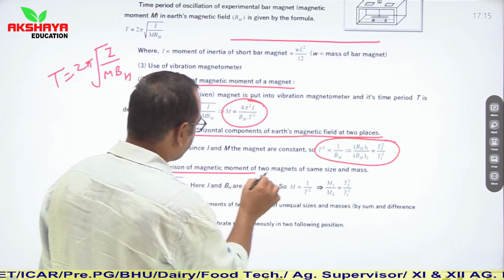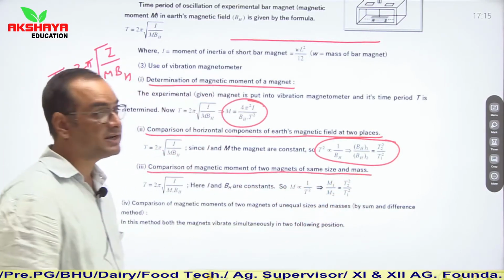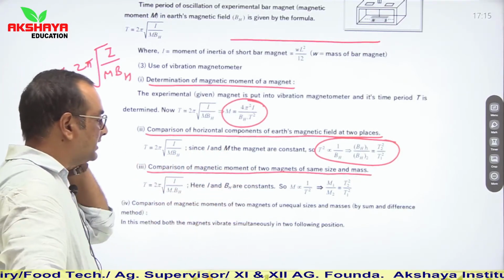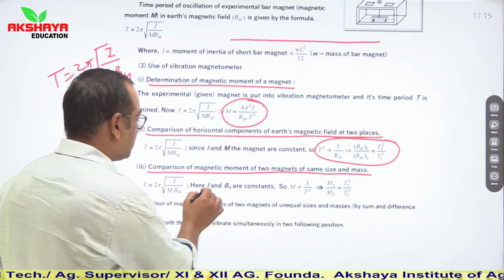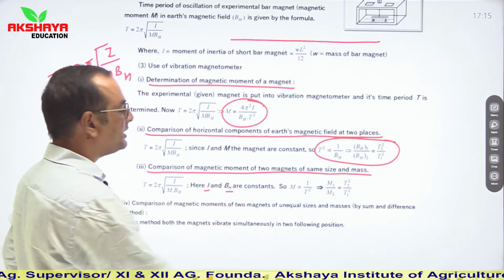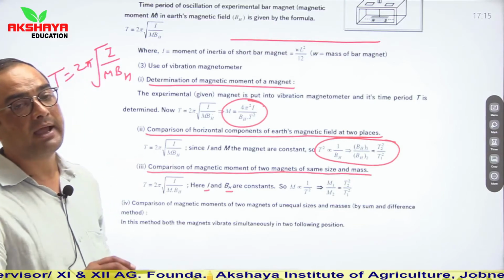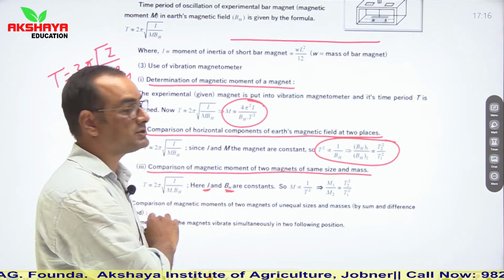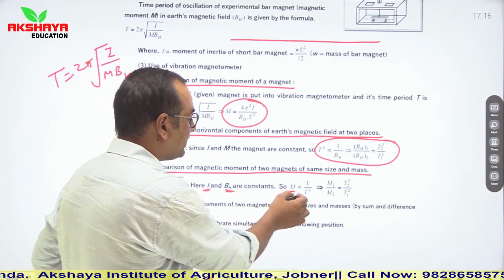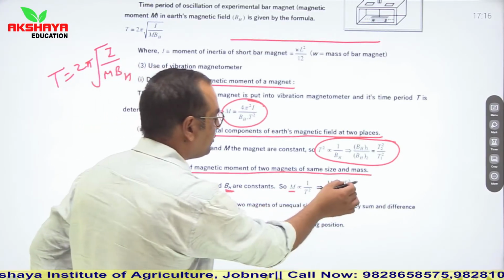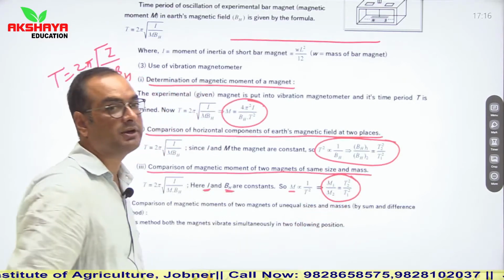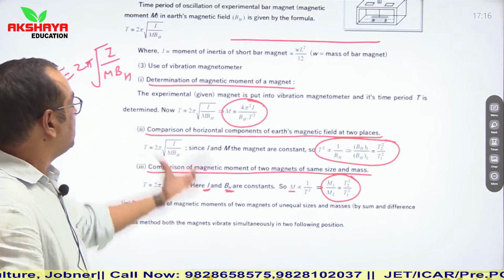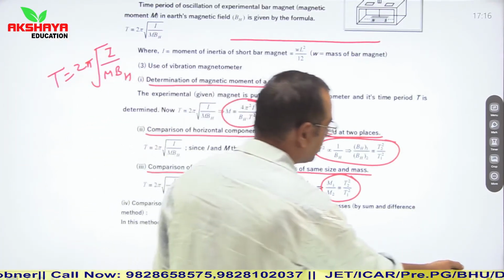Now, comparison of magnetic moments of two magnets of the same size and mass. If we are given two magnets of the same size and same mass, then again we can say that the moment of inertia and horizontal component are constant. It means the magnetic moment and time period will vary. So M1 upon M2 is equal to T2 square upon T1 square. So this is the simple concept of the magnetometer, vibration magnetometer.